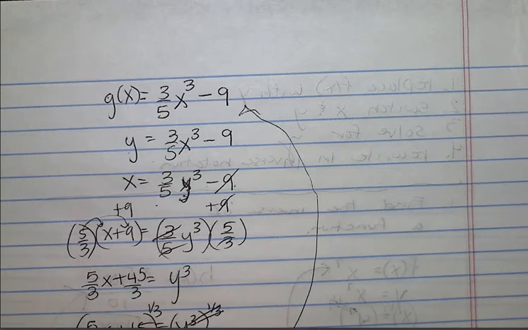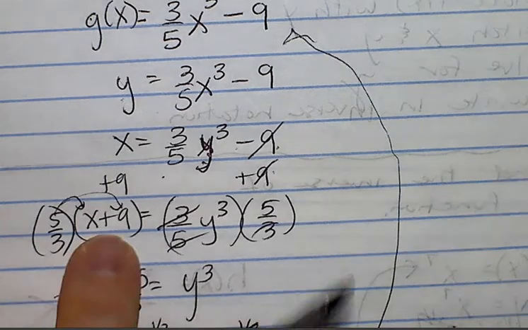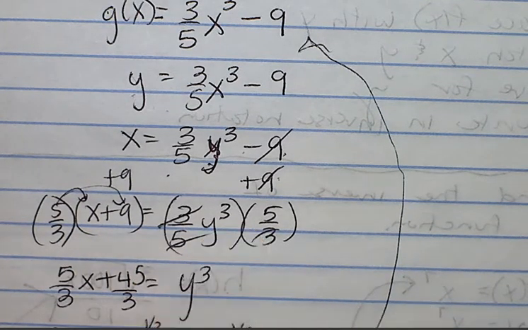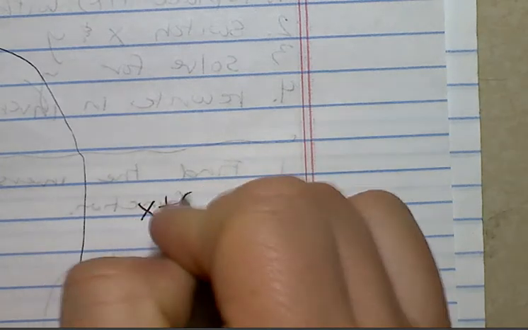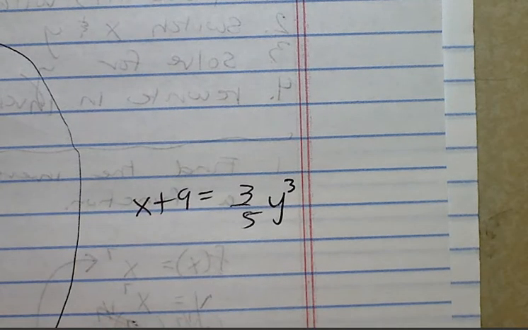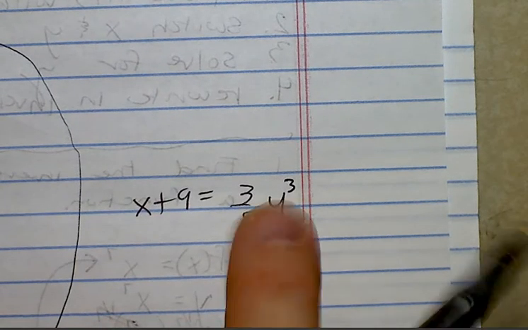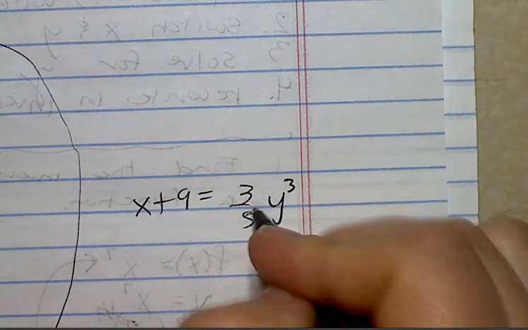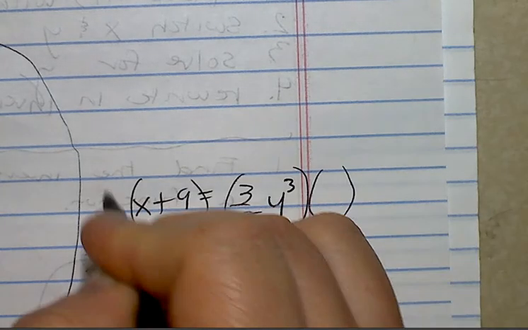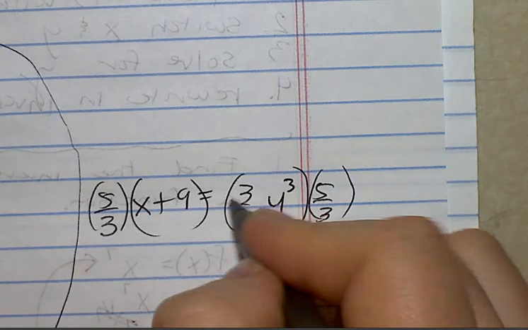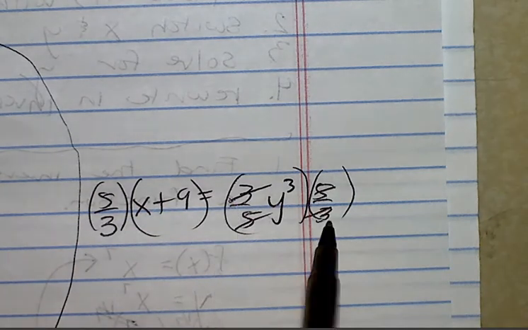I'll zoom in so everybody can see. So on the left side we have x plus 9, and on the right side we have 3/5 y cubed. Just to make it a little bit easier, I'm going to work through it at the same time that I talk. So here's where we are right now. We've canceled out the negative 9 on the right hand side. So now I need to get rid of this fraction. To get rid of a fraction that's stuck with the variable, we're going to multiply both sides by the reciprocal. Reciprocal being 5/3. The 3's cancel and the 5's cancel. Reminder: when you cancel, you're really left with 1.